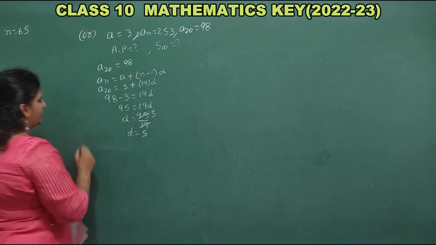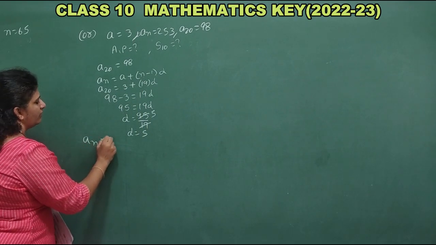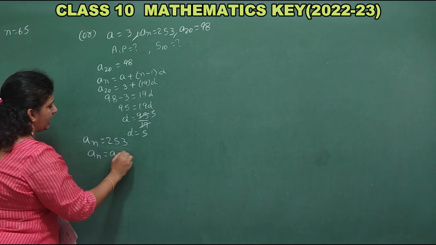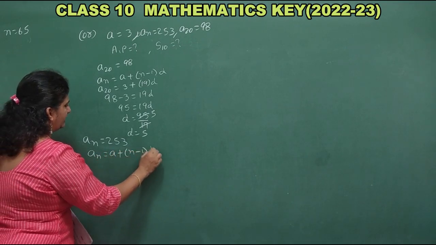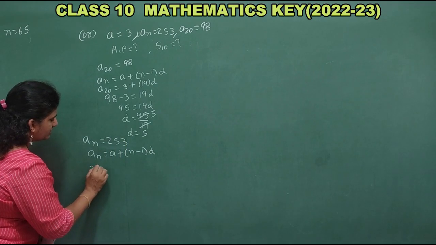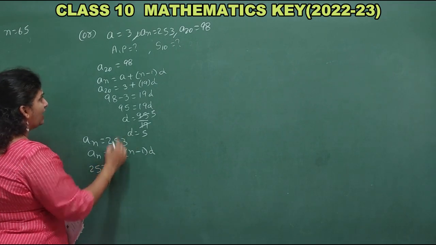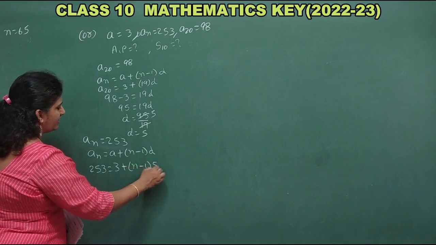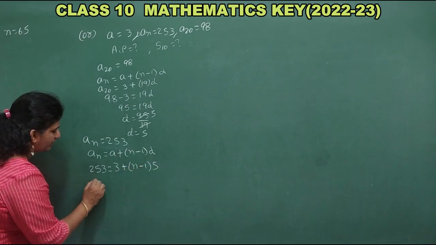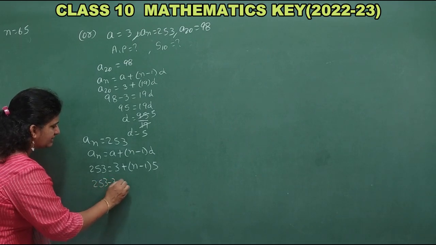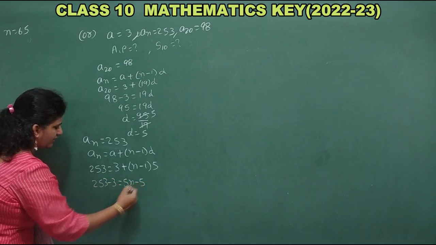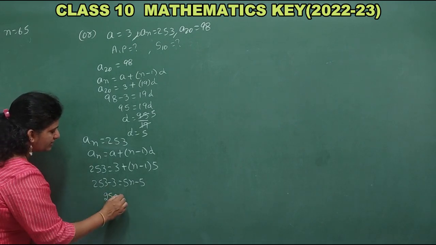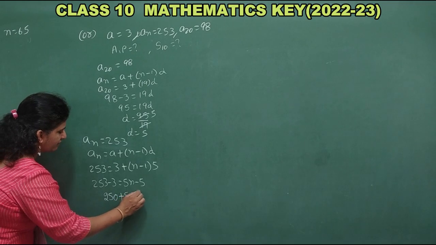Now let me take AN is equal to 253. And write the formula again. AN is equal to A plus N minus 1 into D. The AN value is 253. A value is 3. I don't know N, N as it is. D value is 5. 253 minus 3 is equal to 5N minus 5. 253 minus 3 will be 250. Bring this minus 5 this side. It will be plus 5.